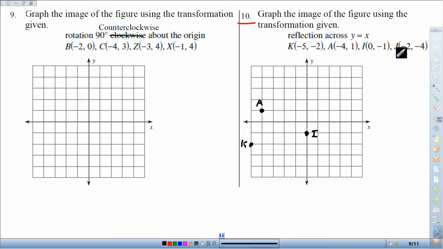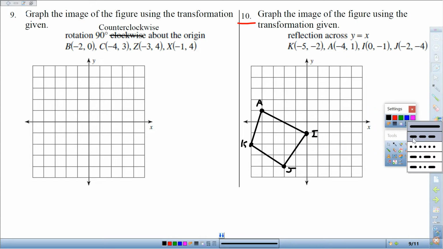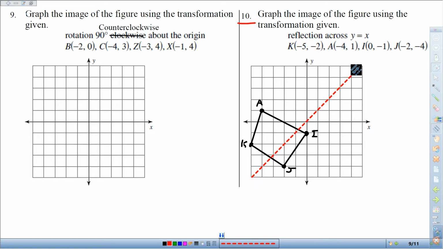All right, and then j is at -2, -4. There we go. All right, you might recognize this problem because we did the exact same one when we learned about this reflection type. The main reason I want to remind you on this problem, even though I think we've done it in the past, is this is the line of y equals x.